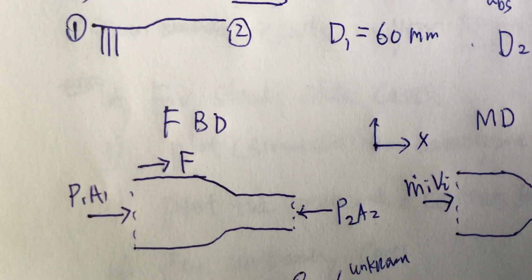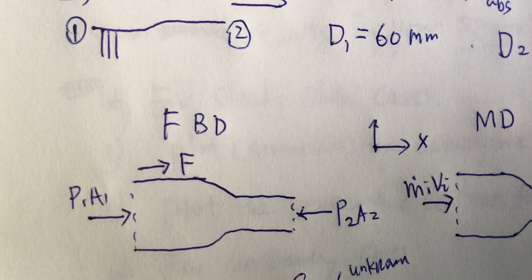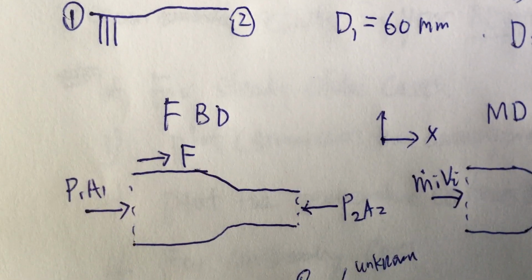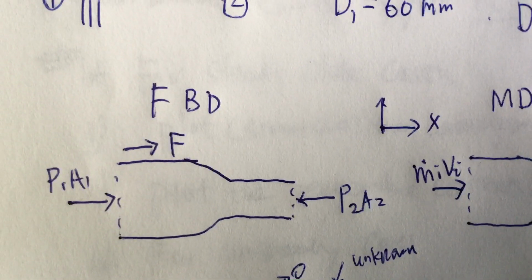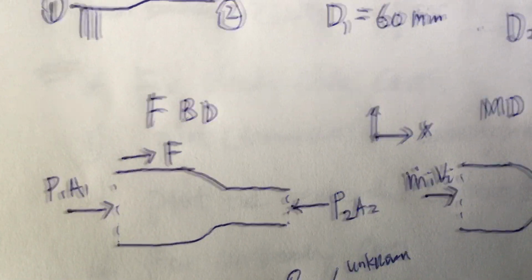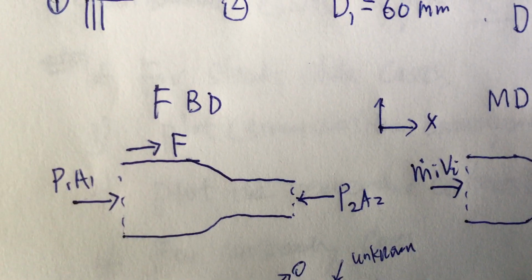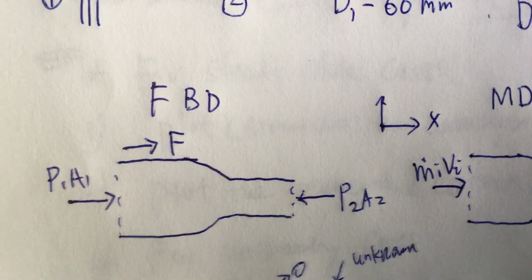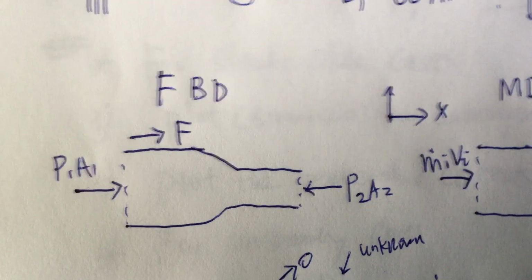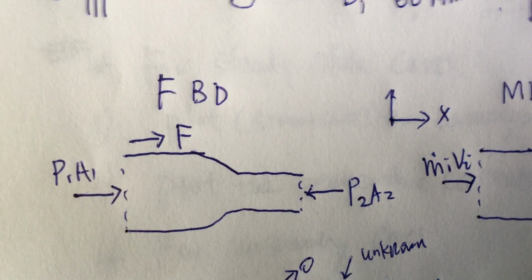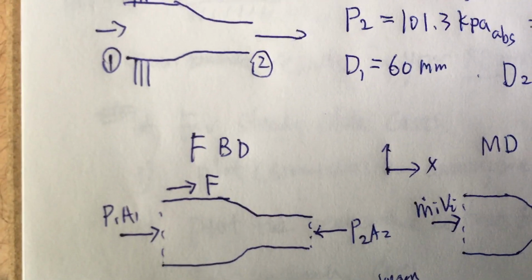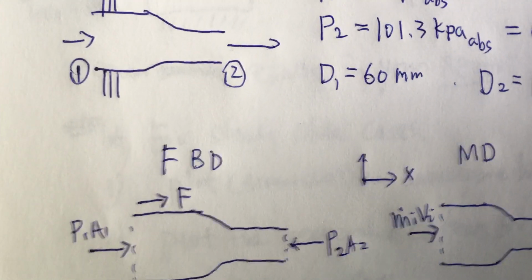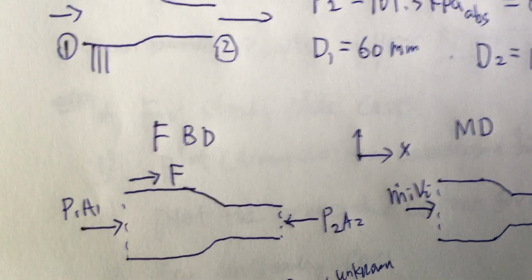The direction of the force doesn't matter. I don't know the direction, so I just place that force in the positive x direction. If it turns out to be negative, that means the force is in the other way. Then you have 2 pressure forces, P1A1 and P2A2. I guess that's it for the forces. For this problem, these are the forces. Free body diagram complete.